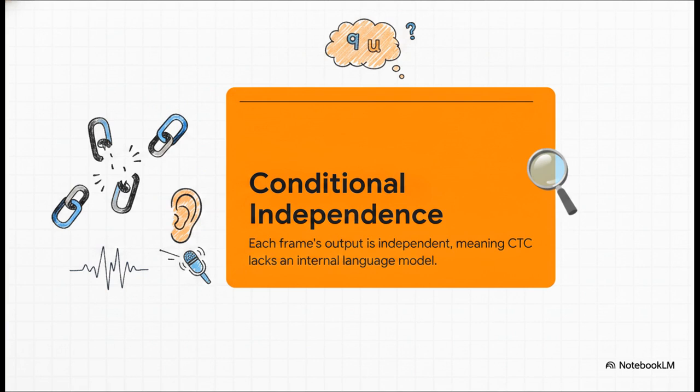Because CTC processes everything strictly frame by frame, it assumes each frame's output is completely independent of the others. What does that actually mean? It means CTC lacks any internal language model. It doesn't intuitively understand the context of the words it's forming. It doesn't know that the letter Q is almost always followed by U. It is just blindly looking at the raw audio, one isolated frame at a time.